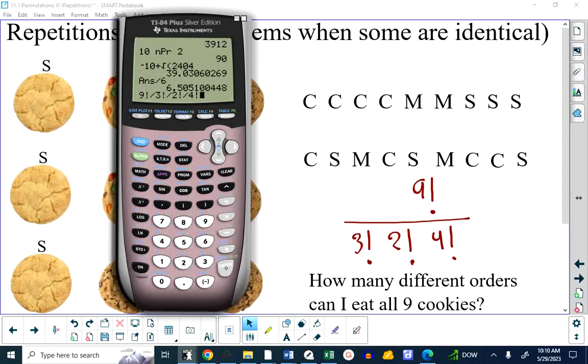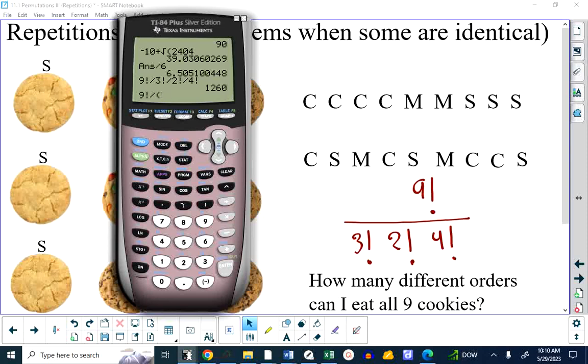This is how I would enter it. This is just the way I was taught math. Since you're dividing by those 3 things, you have to divide by each of them. Or what you could do instead is you could go 9 factorial divided by, and then put brackets, and then just go 3 factorial, 2 factorial, 4 factorial.